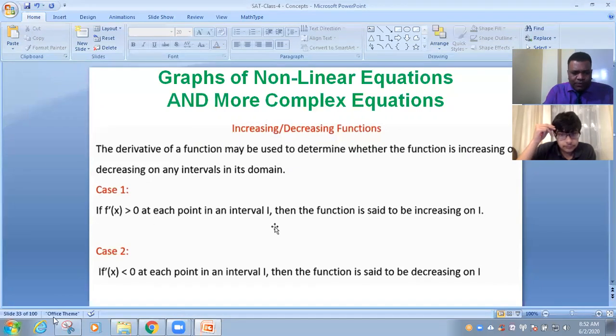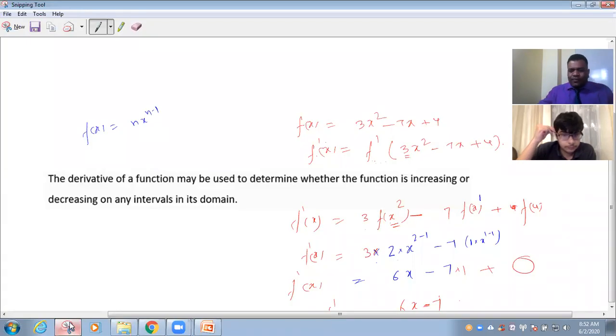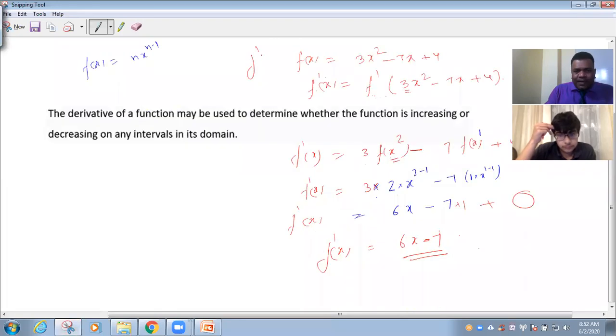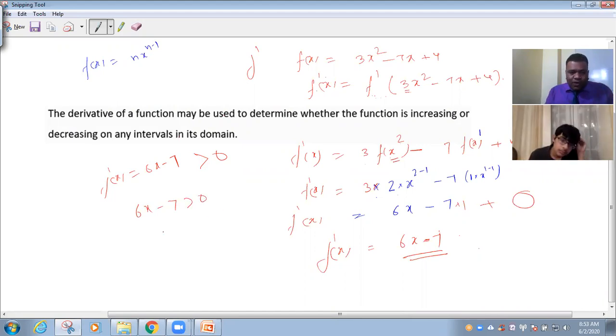So how do we do this one? When we know the function will increase, what we got is f derivative x, let me write here, we got 6x minus 7 and equate to greater than 0. So what we can say, 6x minus 7 greater than 0, the function will increase. So what is this? 6x is greater than 7. What is x? Greater than 7 by 6.